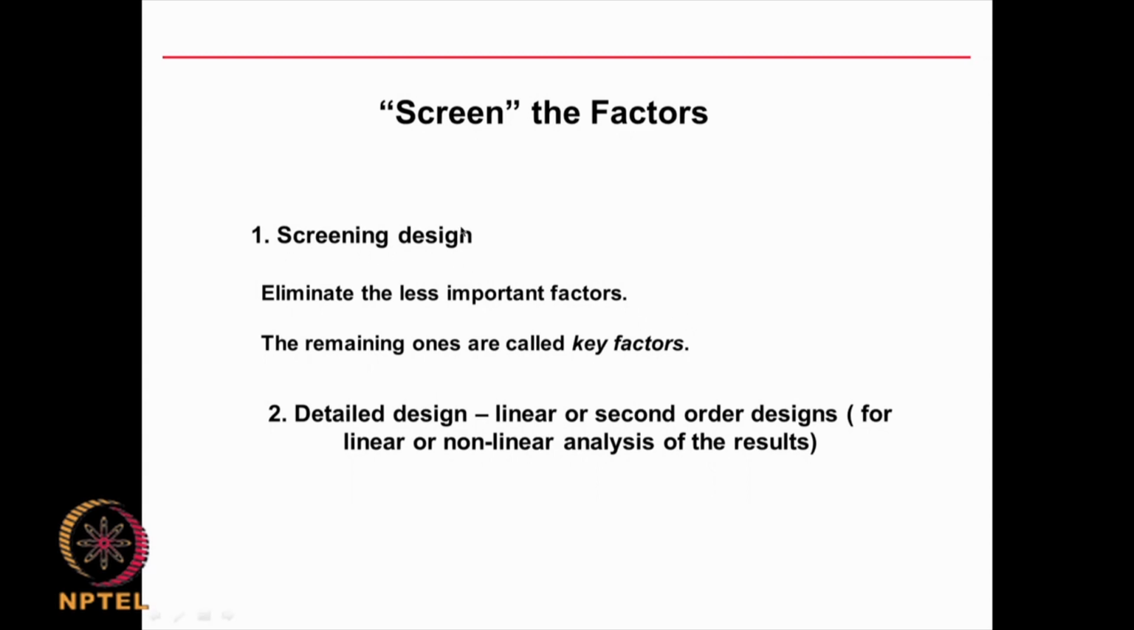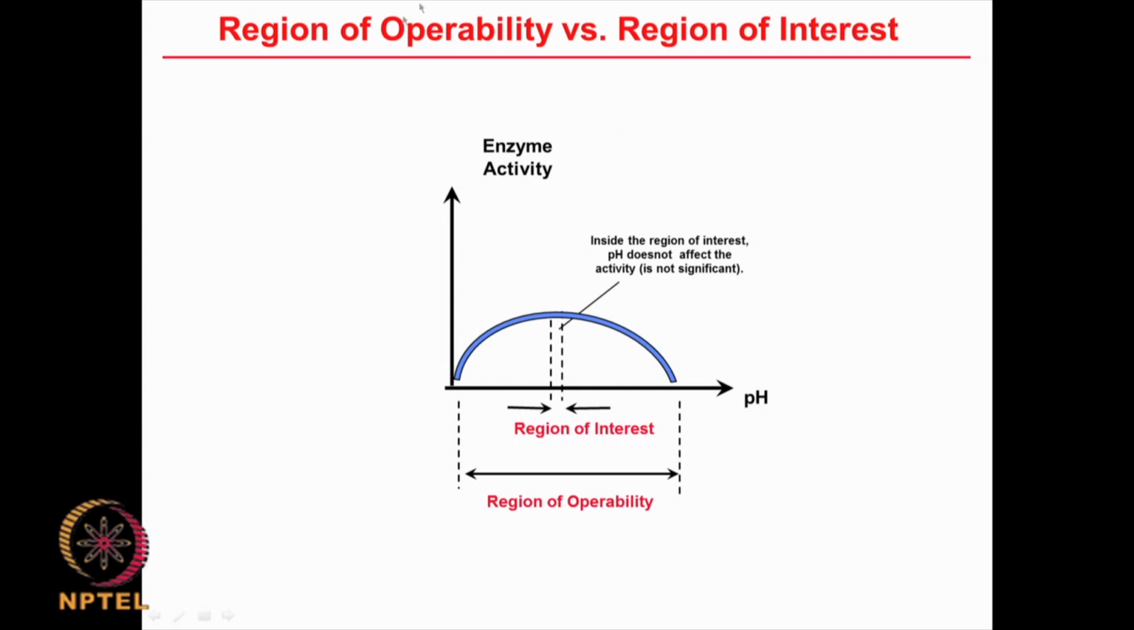Another important parameter you need to consider is operability versus region of interest. For example, if you take pH versus enzyme activity, generally you all know it is a bell shaped curve, going up and coming down. At different pHs the activity may vary, but if you are operating at only a very short range of pH, like 3.5 to 4, this looks almost linear and we can say the enzyme activity does not change with pH, but in reality it changes, which is the region of operability.